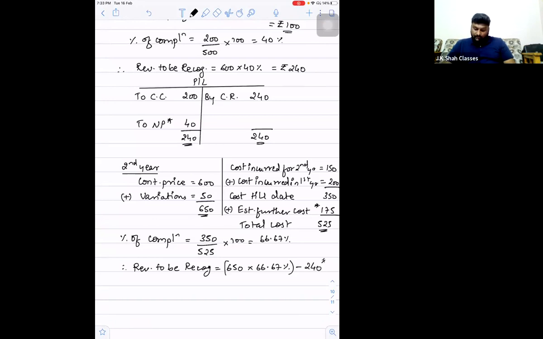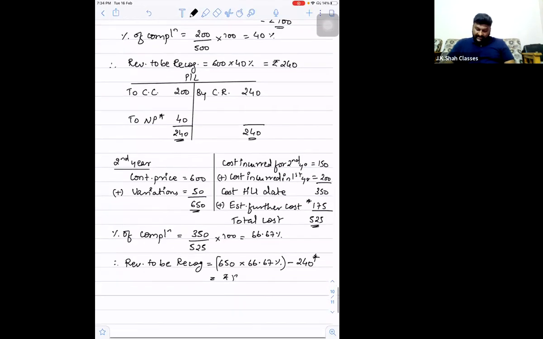This is the most important crux. Because if you don't subtract 240, what will happen? 240 will be recorded once again. Twice recording will happen. What is the answer for this? Exactly 193? Give me the proper answer. It is 193.35. Okay, thank you.